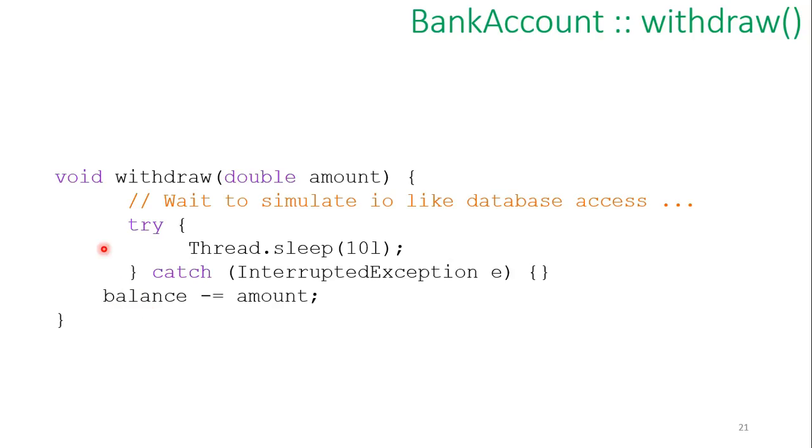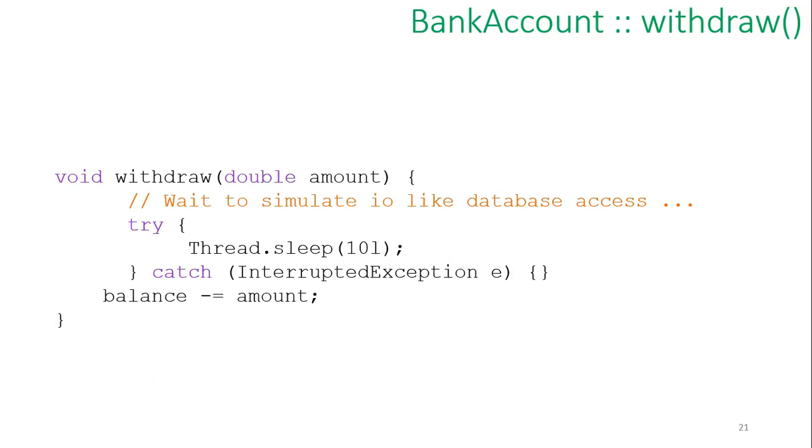So to make it more realistic, to make it look like we are actually doing something, accessing a database, etc., and to open more potential for race condition, we are going to simulate work here by sleeping. Okay, by putting the thread in sleep mode for a certain amount of time. Okay, so that's the withdraw method.